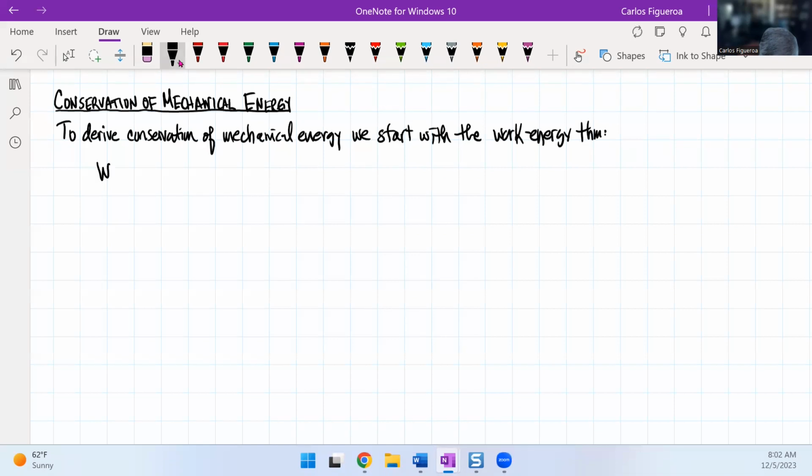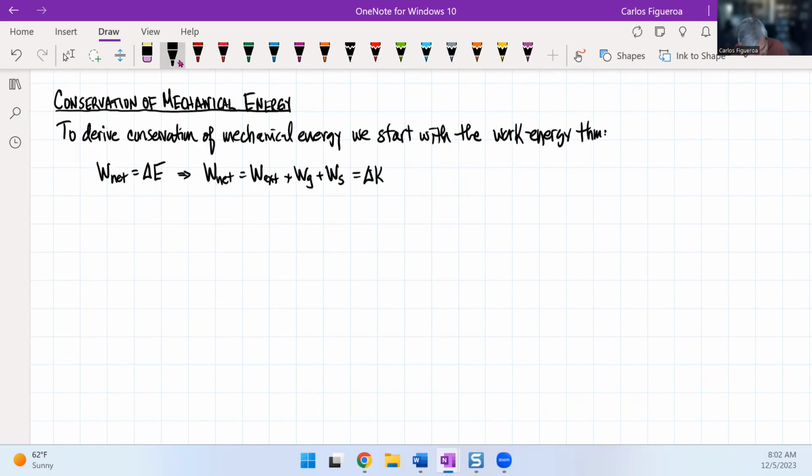According to the work energy theorem, the net work changes the energy of the system. So what are the possible works that can be done? Well, I could have works that are external. That means that there's an external force. But up to this point, we've been talking about the work of gravity and the work of the spring. And according to the work energy theorem, this changes the kinetic energy of the system.